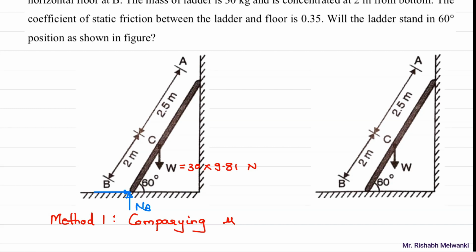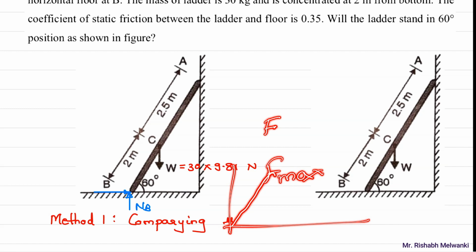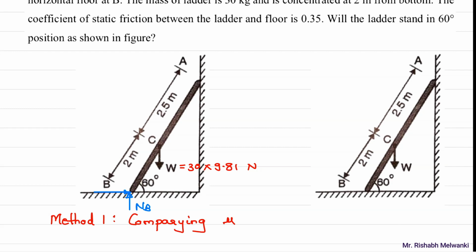Either you can solve this question considering mu as unknown, or you can consider theta as unknown. This is the second method, and one more method is there where we can find the friction force and compare it with F max. We have seen that graph, effort P versus the friction force. So here we have F max. So we can compare the given F with F max and find whether the ladder is in equilibrium or whether it will slide. These are the 3 methods.